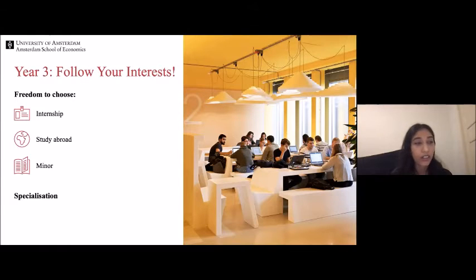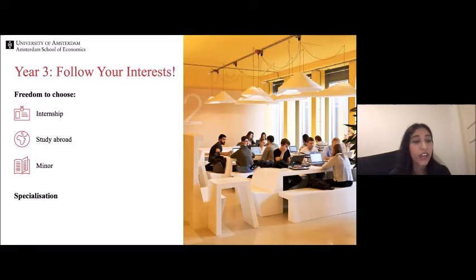So UvA offers an opportunity of an internship where you can gain some practical experience before you move into the labor market, if that's your choice after doing a bachelor's. Secondly, you can also decide to spend a semester abroad, and University of Amsterdam has many partner universities all over the world, and studying abroad gives you an opportunity to experience another educational system, a different culture, right?